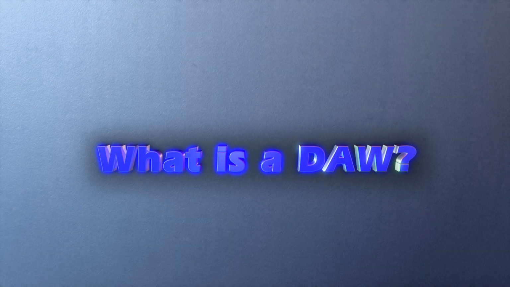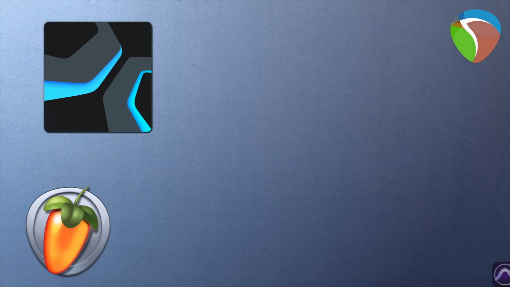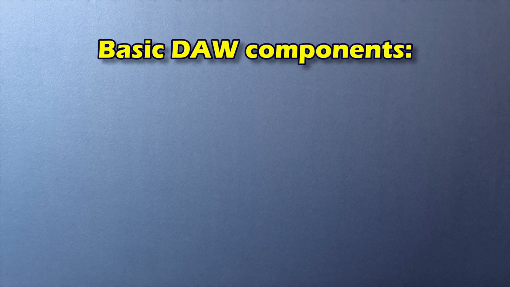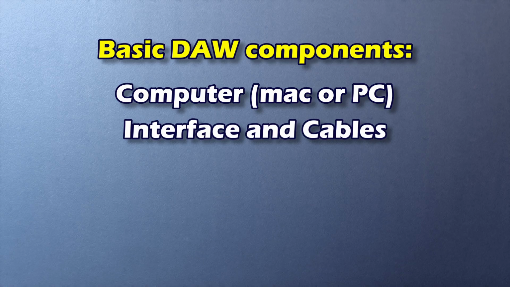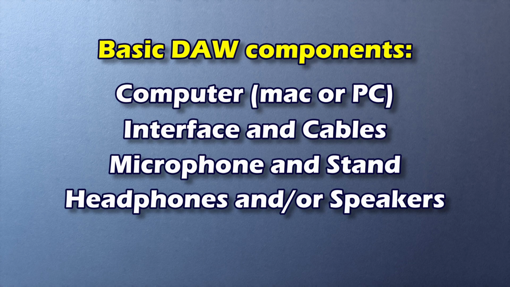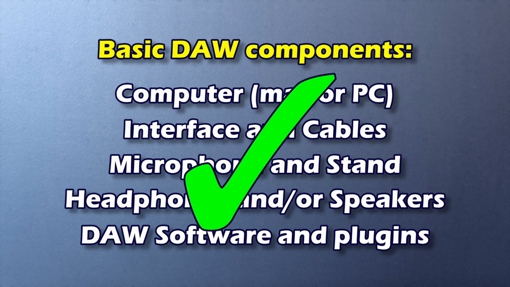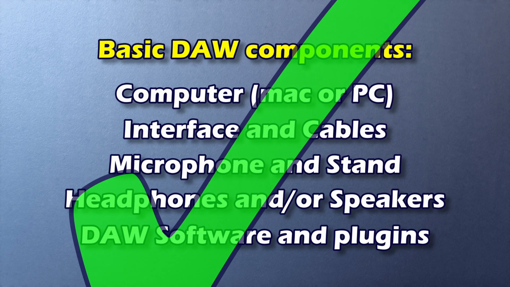What is a DAW? DAW stands for Digital Audio Workstation. We're usually talking about the software, but the whole computer system can also be called a DAW. The most basic setup is a computer, an interface, a microphone, a set of headphones or speakers, and software for recording and mixing. If you have these items, you've got a basic studio.